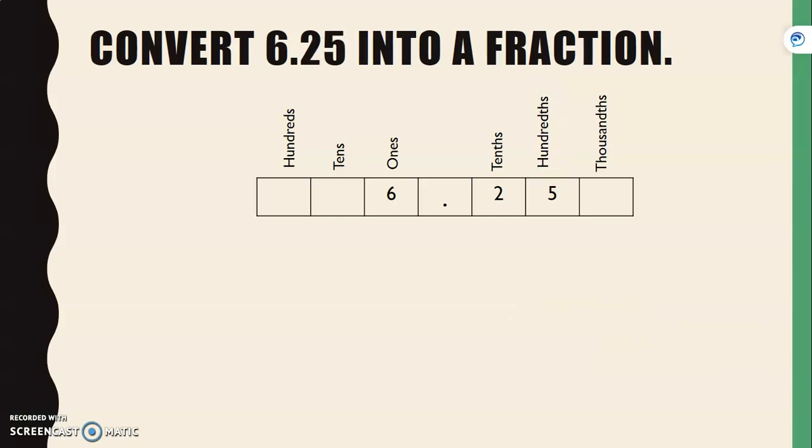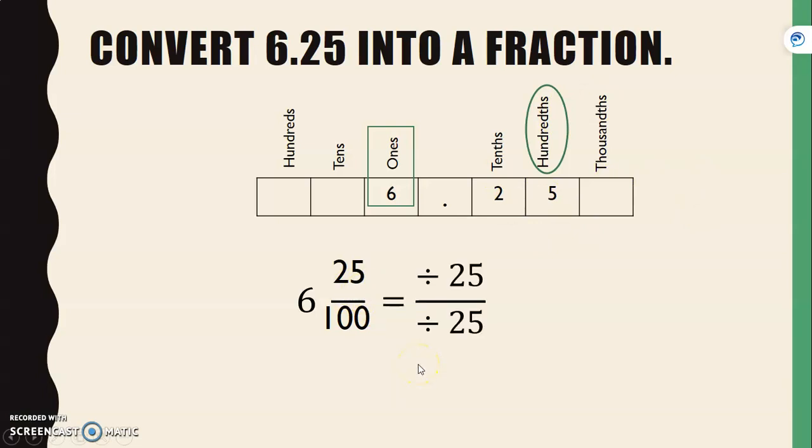Let's look at the one where we have a number in the ones place. So we have 6 in the ones place, and that is before the decimal. Therefore, the 6 will become the whole number before the fraction. Now we have to look. Remember, we had two numbers, but we look at the last number in the place value chart, and the 5 is in the hundredths place. So the denominator will be 100. And the number behind the decimal is 25, so that is going to be our numerator. Don't forget, we can simplify. We can divide both by 25, and we'll get 1/4.